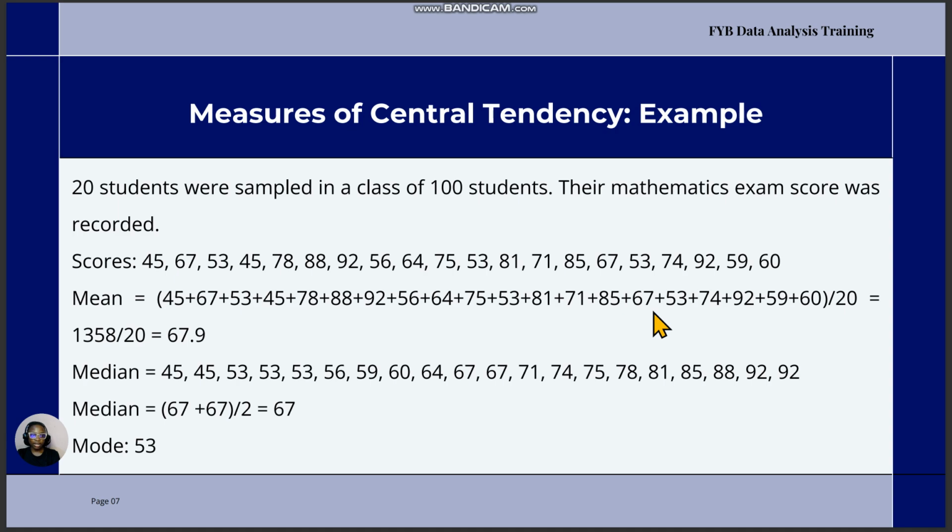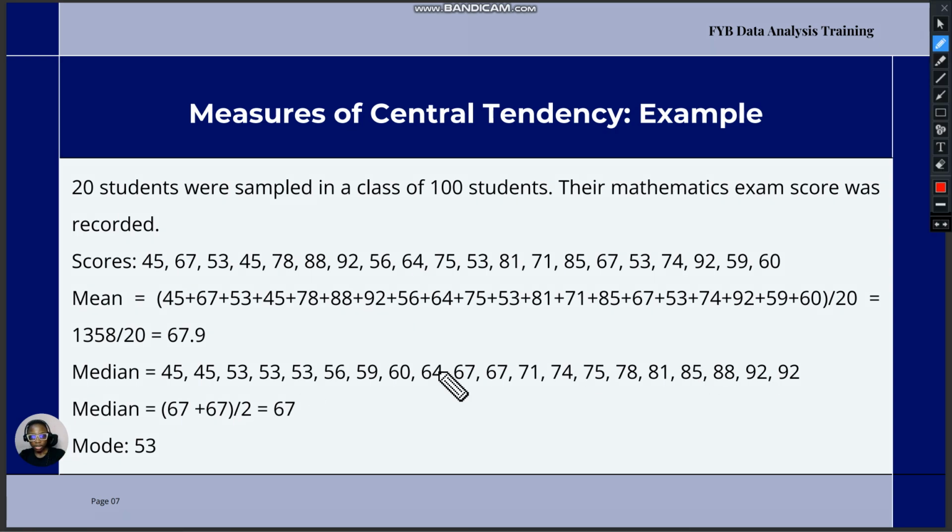So how can we calculate the mean in this case? To get the mean, you have to add up the individual values and then divide the sum by 20. The sum of these individual scores is 1358. Then dividing by the total number of people sampled, which is 20, the mean is 67.9.